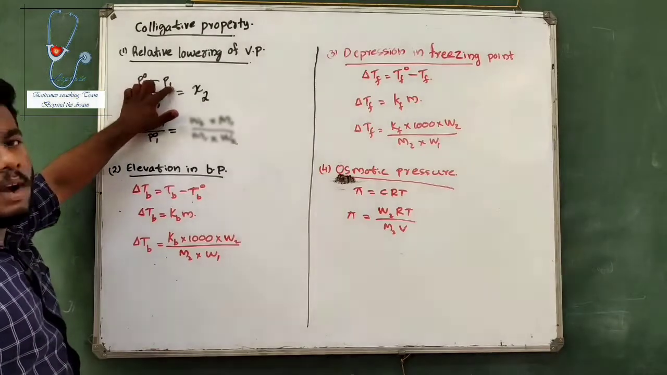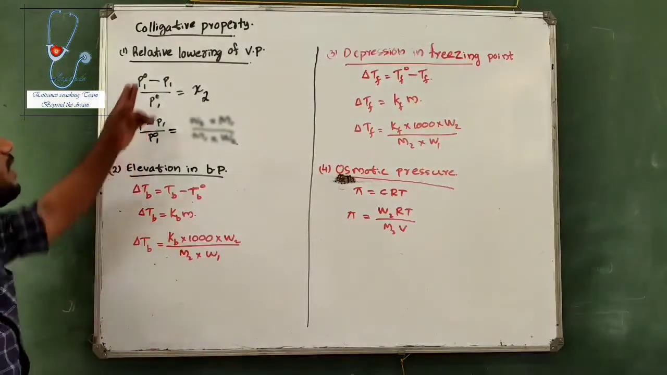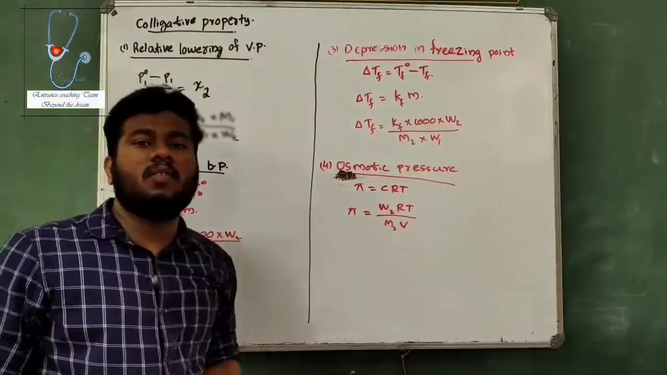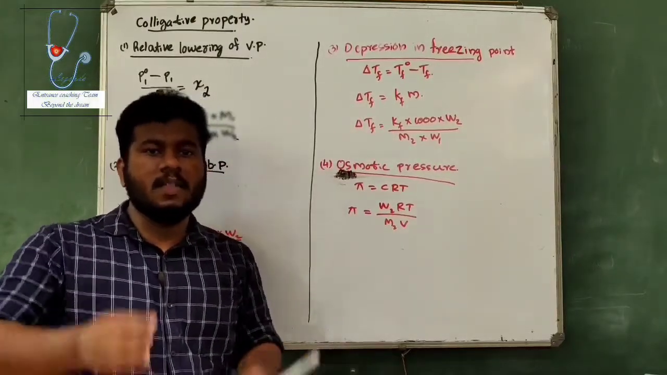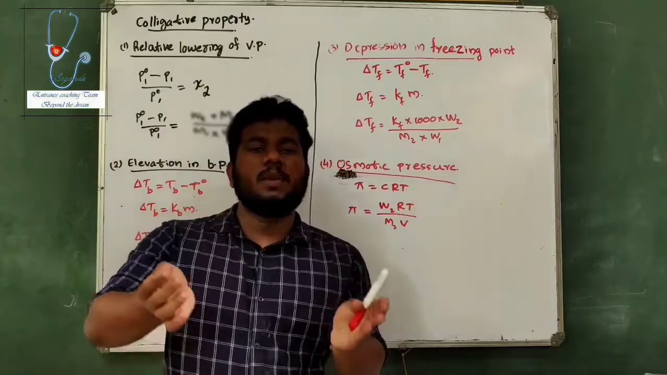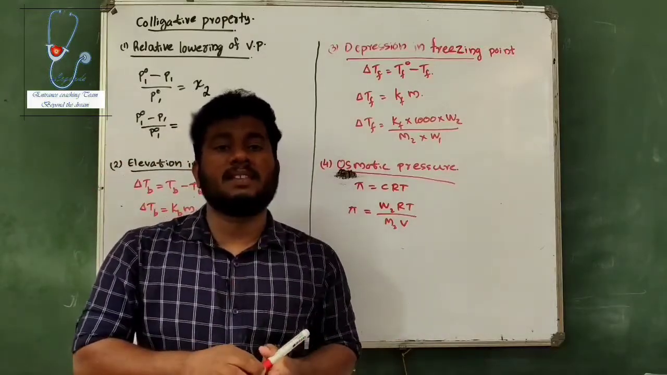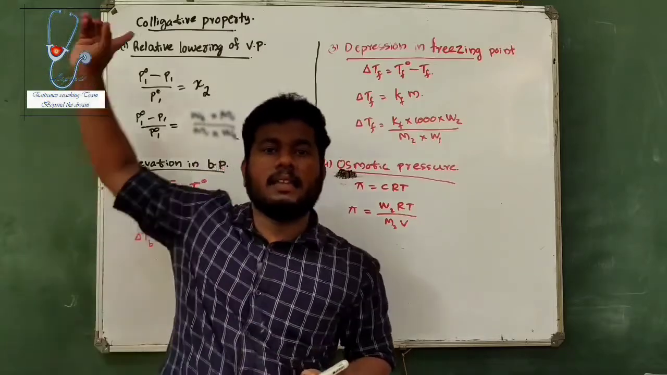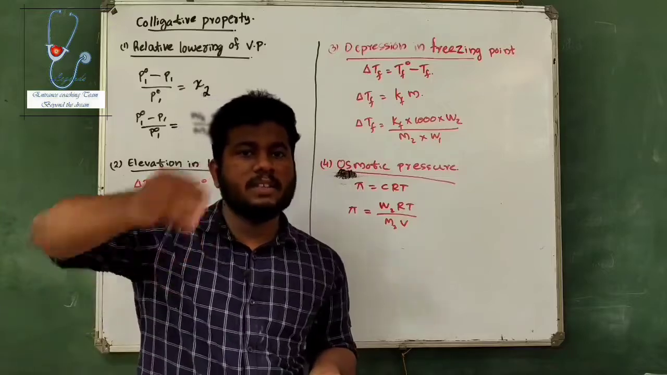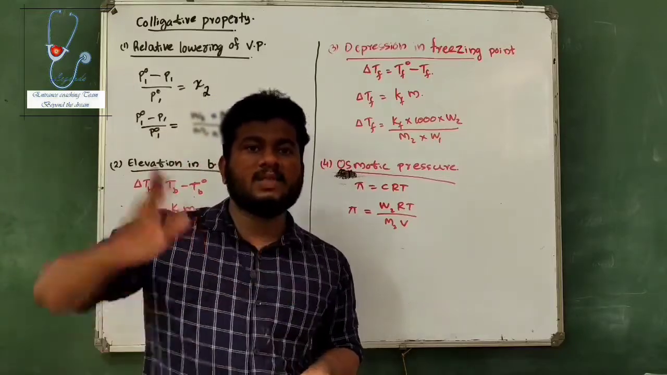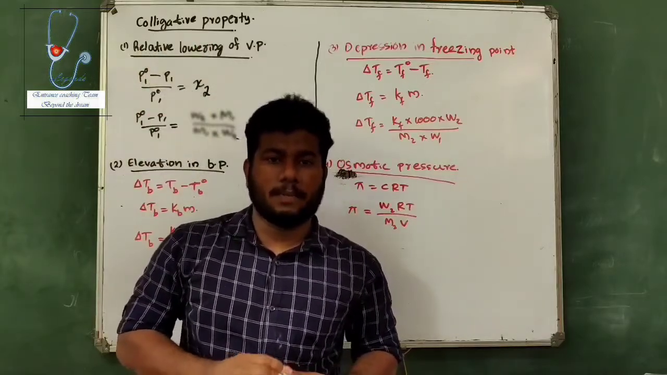P01 minus P1 by P01 is equal to X2. What is relative lowering of vapor pressure? When a solute is added to a solvent, its vapor pressure decreases. That is relative lowering of vapor pressure.